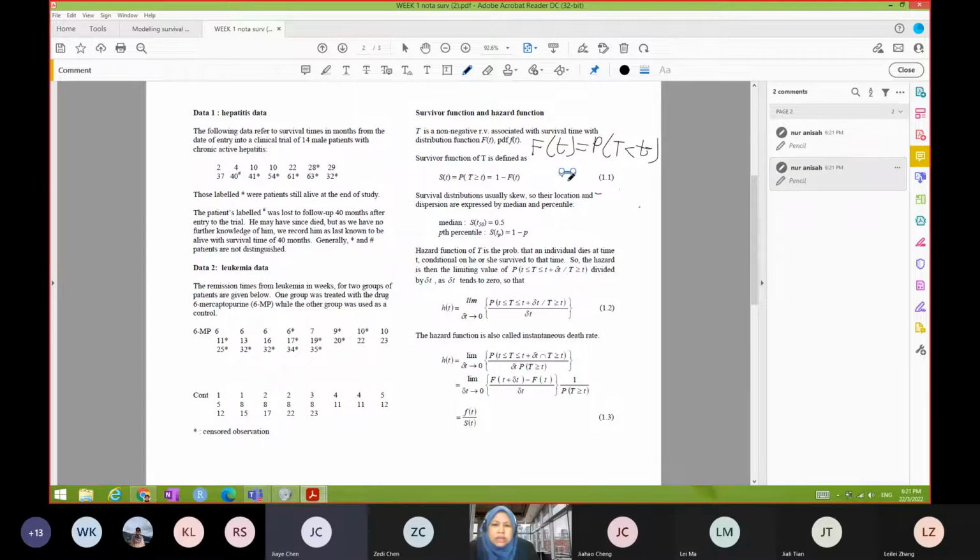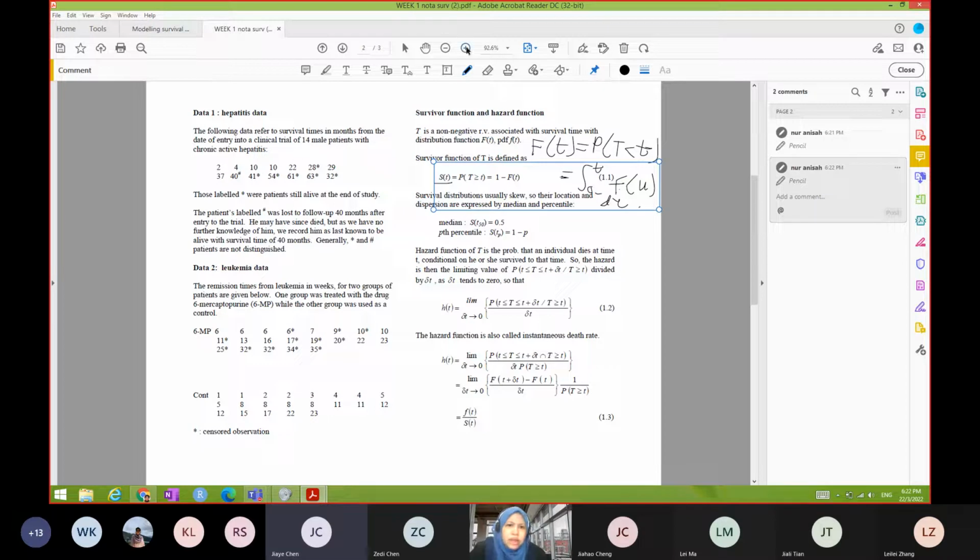Some of you might get anxious due to my handwriting. So, 0 to t of f(u) du. See, I missed this, f(u) du. That is your F(t). So S(t) equals the probability T greater than or equal to t, which equals 1 minus F(t).